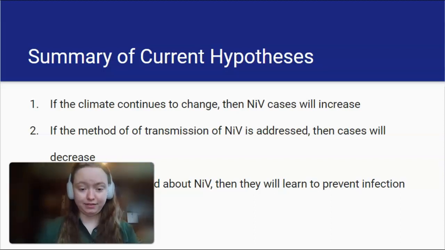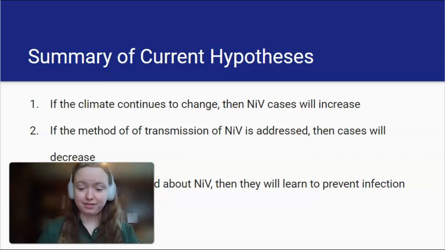The second hypothesis. If the methods of transmission of NIV are addressed in time, then cases will decrease. As mentioned previously, the mode of transmission of NIV differs in each country. In order to prevent the further spread of disease, scientists need to pinpoint the exact method of transmission. Since they know that NIV can survive in mammals as well as sap from date fruit trees, testing of these sites is crucial to catching the disease before it spreads uncontrollably.